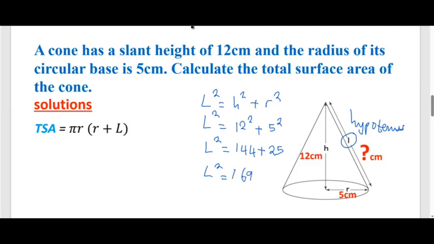So we need to find the value of L. So we need to get rid of the power 2 by introducing a square root to both sides. So this 2 and the square root will cancel.